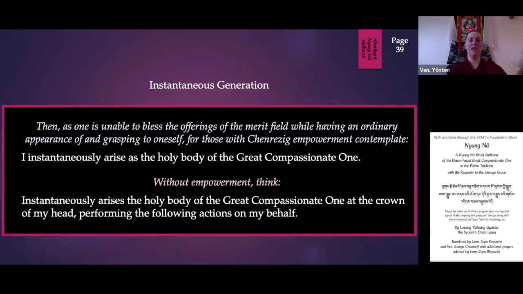And then the instantaneous generation. If you have the empowerment, think, I instantaneously arise as the holy body of the great compassionate one. And if you don't have the empowerment, think, instantaneously arises the holy body of the great compassionate one at the crown of my head, performing the following actions on my behalf. So you as Chenrezig, or Chenrezig above your crown, stabilize.